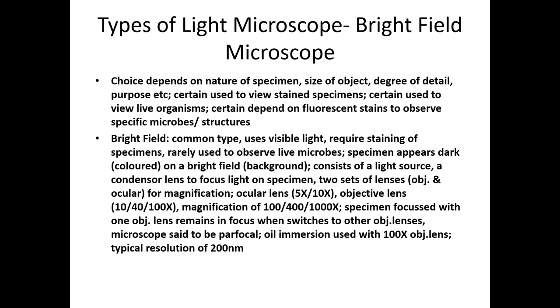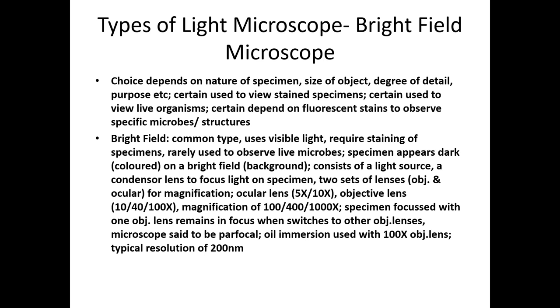Fine. Now, for example, certain microscopes are used to view stained specimens, already I told you. Certain are used to view live microorganism. Certain depend upon fluorescent stains to observe specific microorganisms or structures. So stained microbes can be observed, unstained microorganisms can be observed, live microorganisms can be observed, then fluorescent stained microorganisms can be observed. So for each of these purposes, we use different types of light microscope.